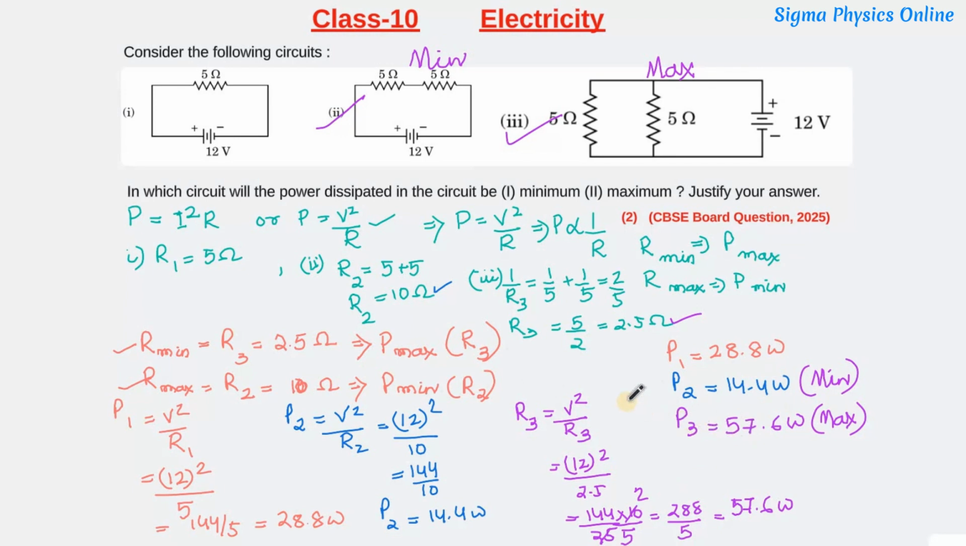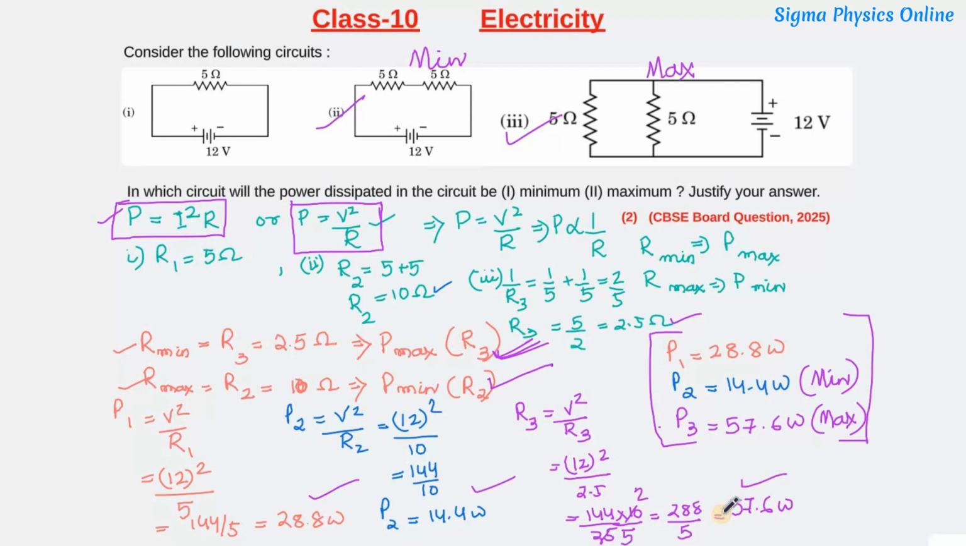So this is in accordance with our theoretical value, in which the second circuit had minimum power dissipation and the third circuit had maximum power dissipation. So this is our final answer. I have tried to solve this question with this formula. You can try solving this question with the formula P is equal to I square R, and let me know in the comment box whether you are getting these three values or something different.